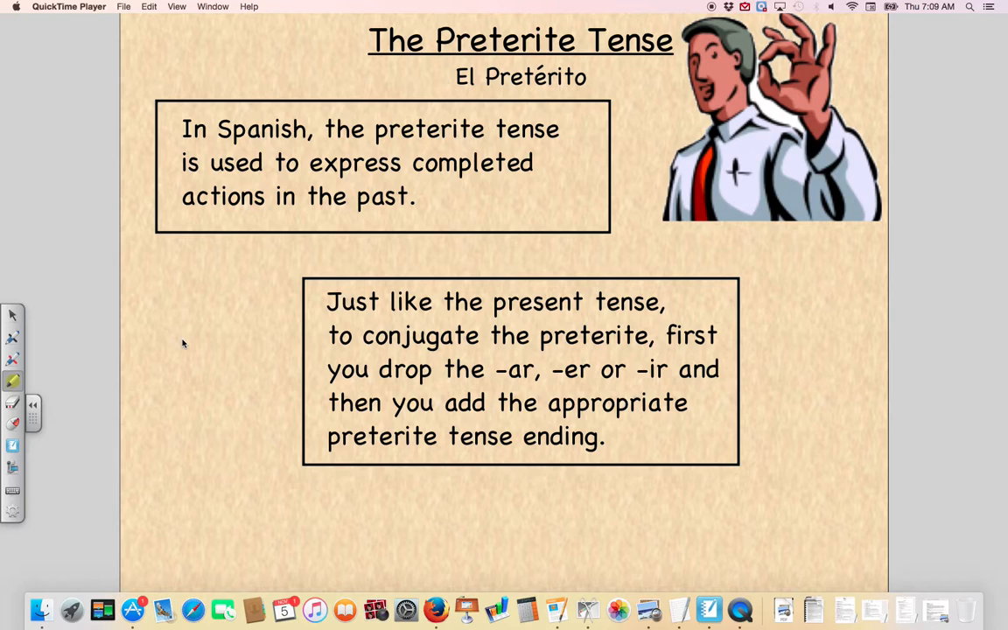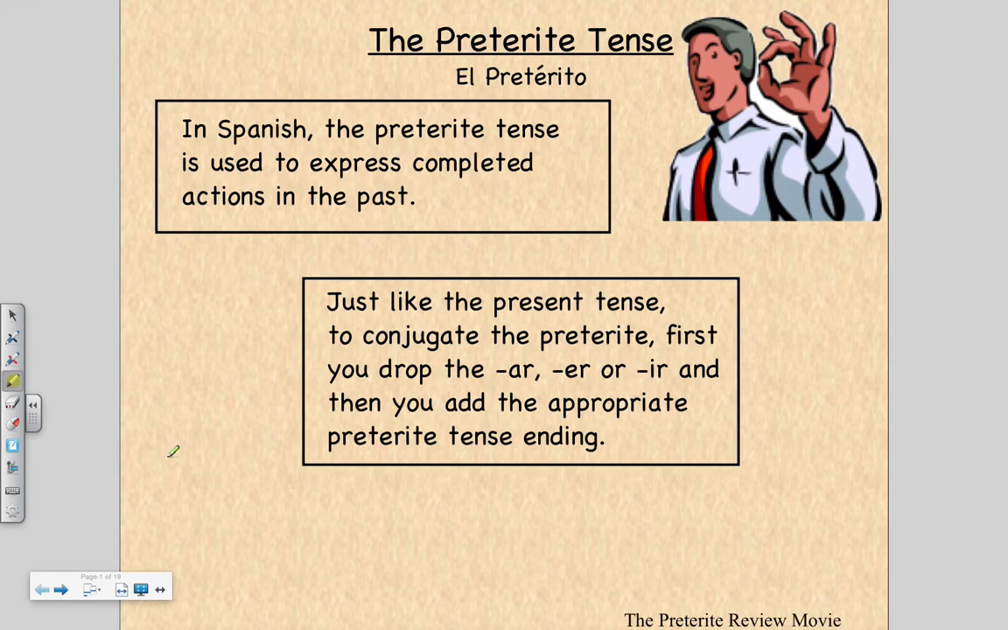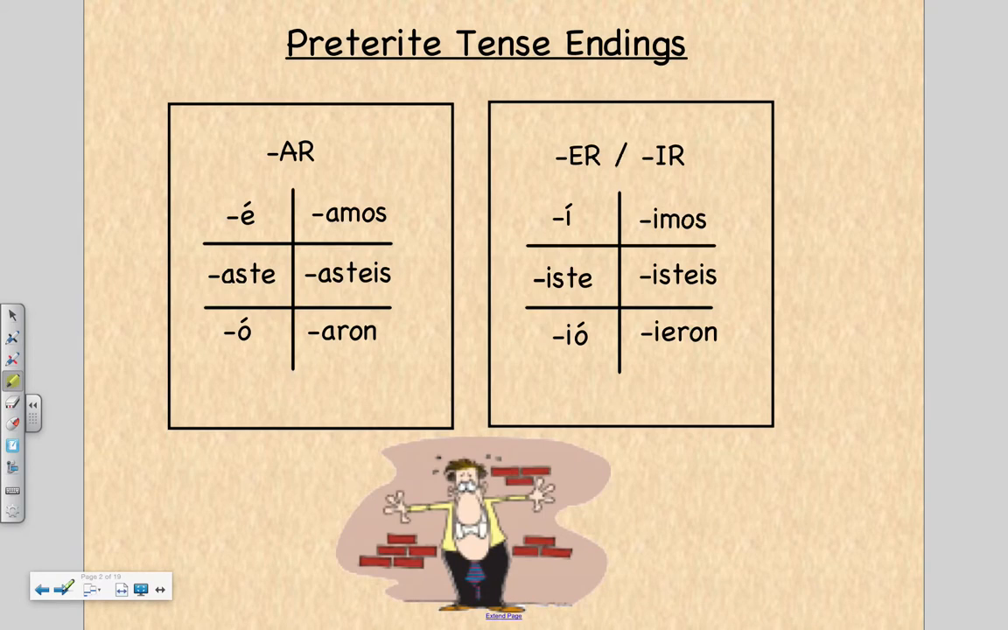Just like with any other tense, except the future and the conditional, to conjugate the preterite tense, we start by dropping the AR, ER, or IR, and then adding the appropriate ending. Here are the appropriate endings. Make certain you copy these down and get the accents in the right spots. E, aste, o, amos, astes, aron; I, iste, io, imos, istes, ieron. Notice here that the accent is on the O, not the I.